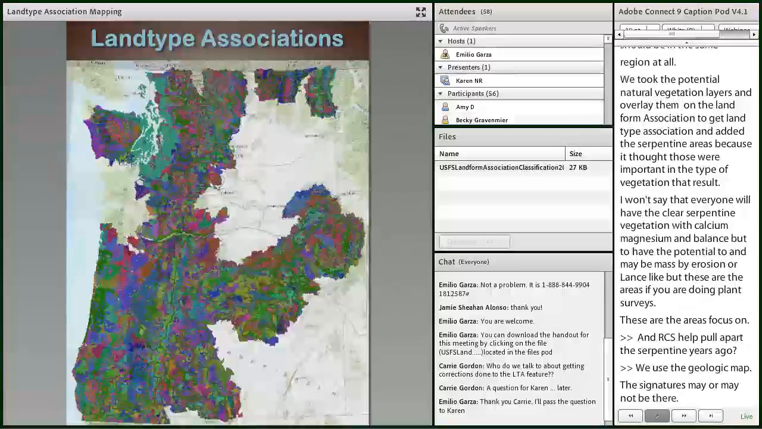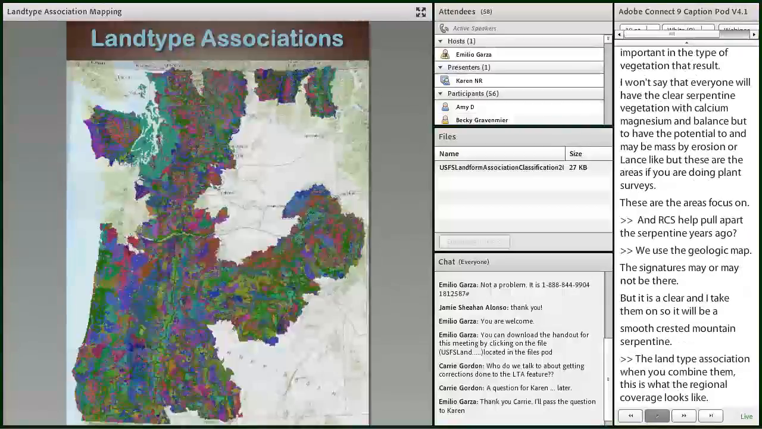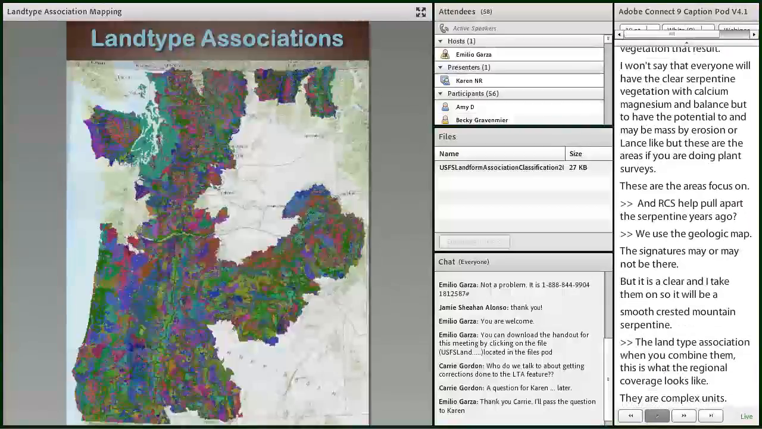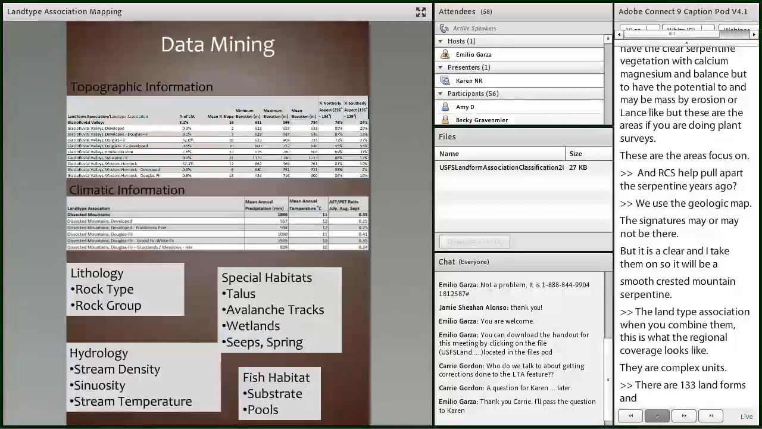land type association. So anyway, when you combine the land type associations, this is what the regional coverage looks like, and they're really complex units. We've taken 133 landforms, and with all the vegetation combinations, it's not all one kind of vegetation. It could be like 50% ponderosa pine, Doug fir, and then some other vegetation in there, but we tried to capture what your primary and secondary types of vegetation are.